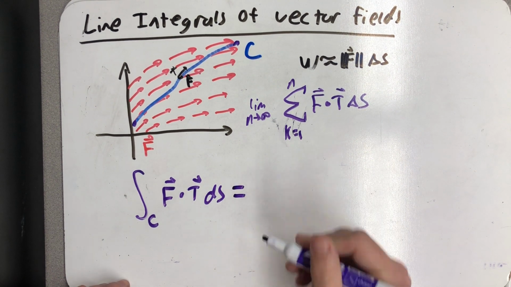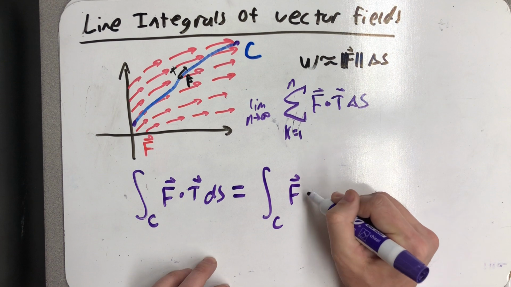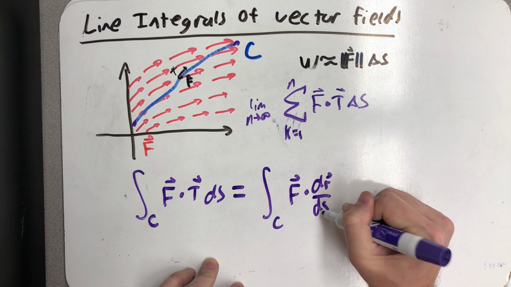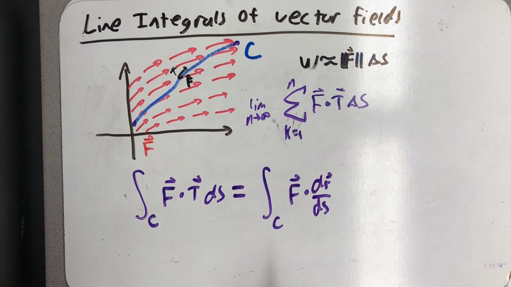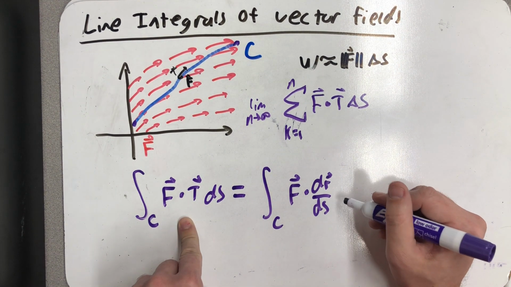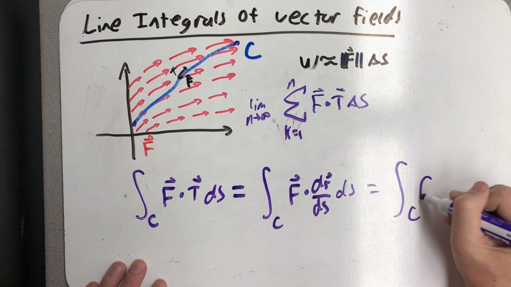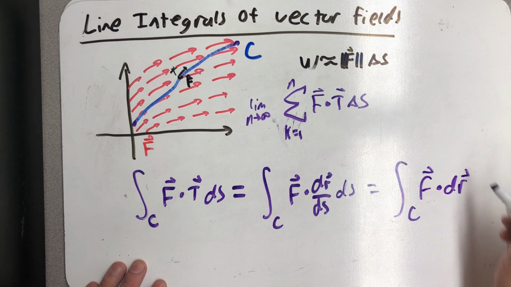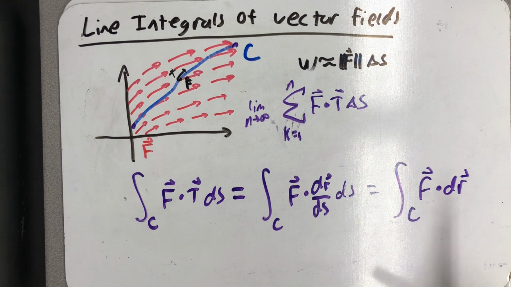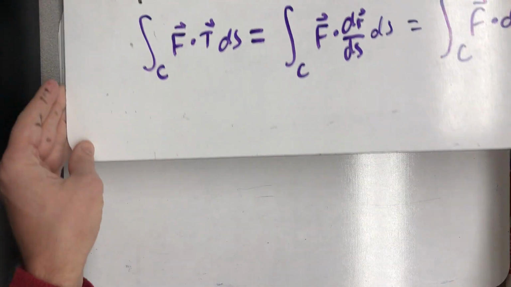Okay, so how else could we write that? Well, we could reimagine that as F dot dr/ds, just another way of writing down big T is dr/ds, and now times ds here, the differential operator, which lets me write that down as just F dot dr. So these are all ways of defining this line integral through a vector field, but this last one gives me a chance to have a good calculation formula.